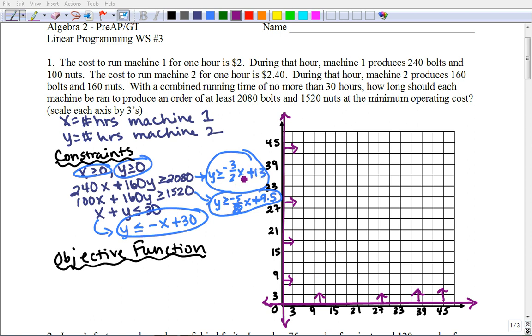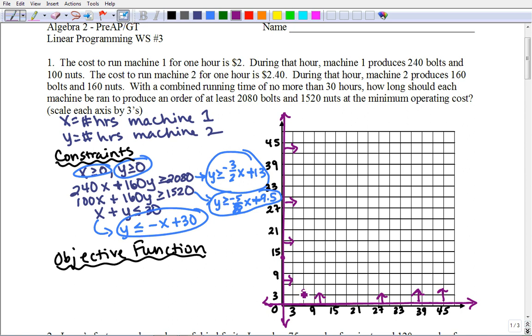For the next one, we have y equals negative 3 halves x plus 13. My y-intercept is at 13, so it's actually going to be a little bit in between. This is 12 and that's 15, so just above the 12. And then our slope is negative 3/2. So we'll go down 3 over 2.